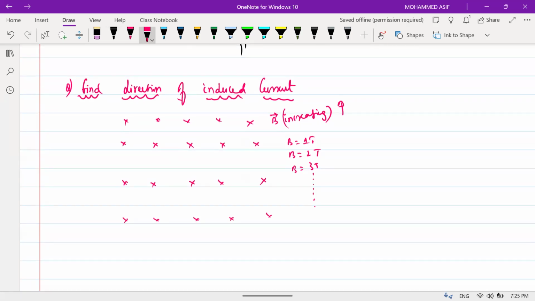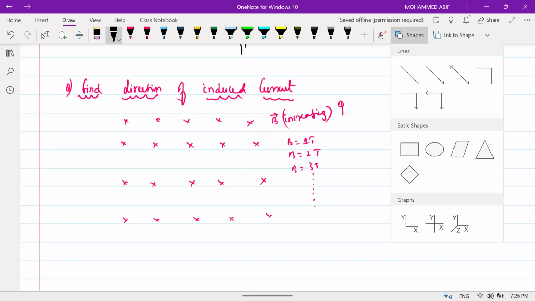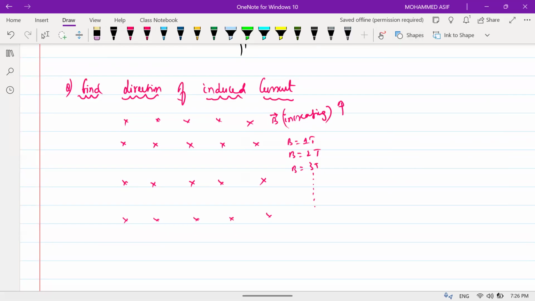What did you understand by this? There is a magnetic field, but it is increasing with respect to time. Now we are keeping a coil in this. When I keep a coil, I'm keeping it in a region where the magnetic field is continuously changing, because it is initially 1, then 2, then 3, 4, 5, 6. That means the magnetic field is continuously changing.